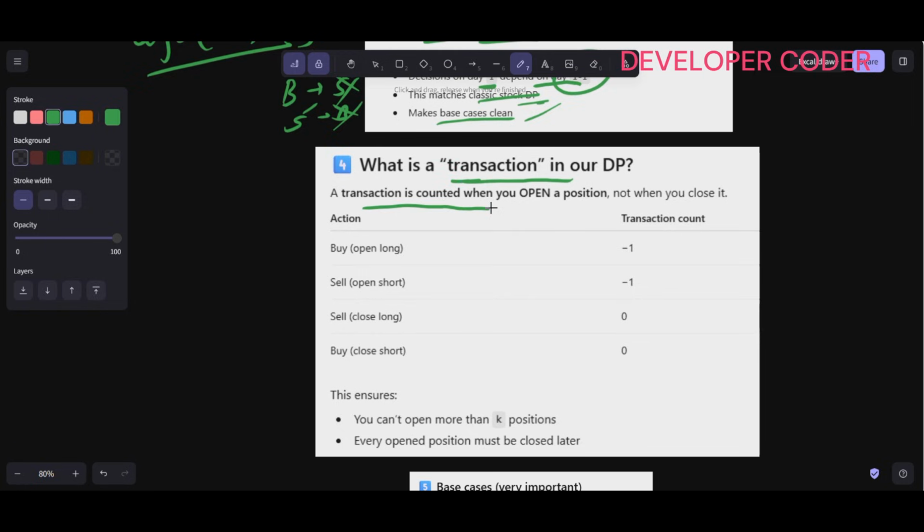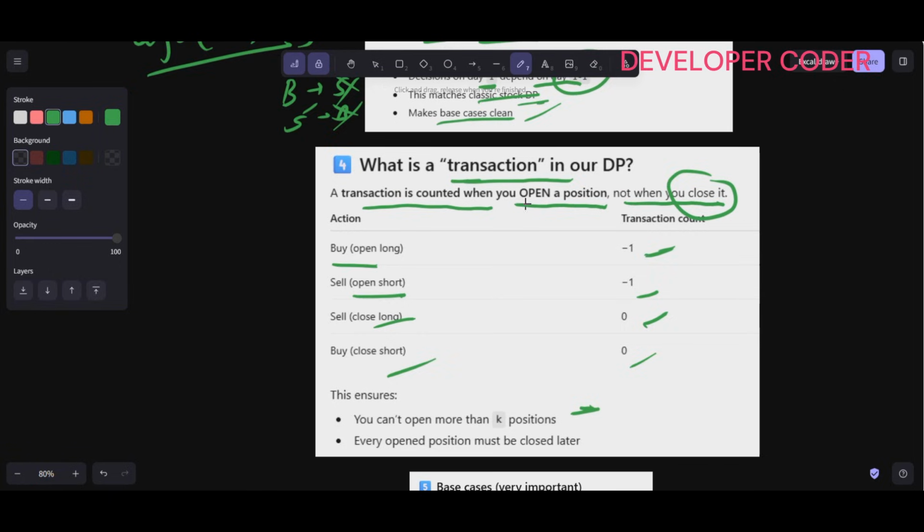A transaction is counted when you open a position, not when you close it. So when you are going to buy something, a transaction happens. When you are going to sell something, a transaction happens. But when you are going to close it, we are just going to say 0. Close short, you are going to say 0. This ensures that you can't open more than k positions. So only when I'm opening, I am incrementing the transaction count.